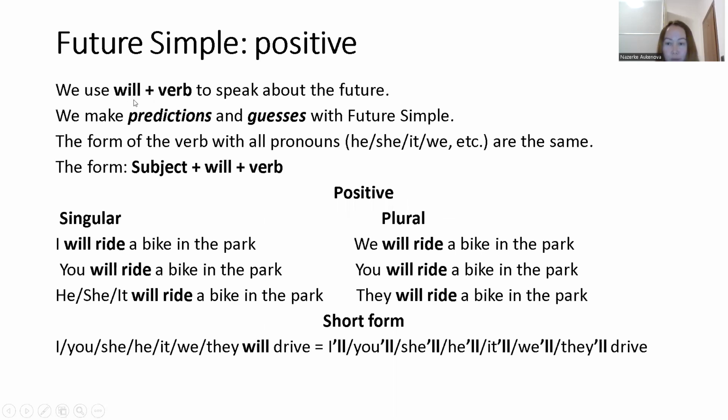We use will plus verb to speak about the future. So will we have to use in future simple. We make predictions and guesses with future simple. So if you use future simple, it means that you make predictions or guesses.